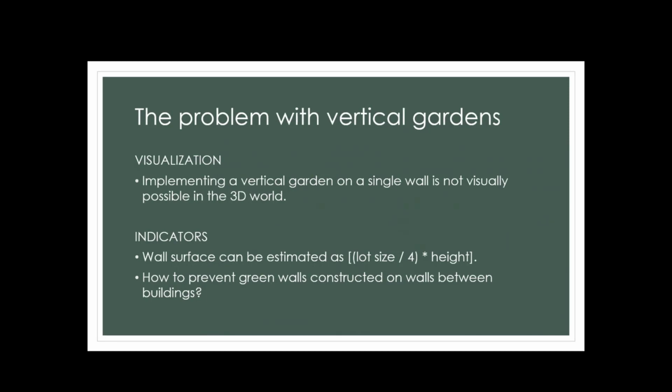That said, there might be some ways to approximate the amount of wall that is available for being green. But I have to start by saying it's not possible to then pick out a single wall and say only this wall should be green if possible. It will always be all the walls of the entire building.